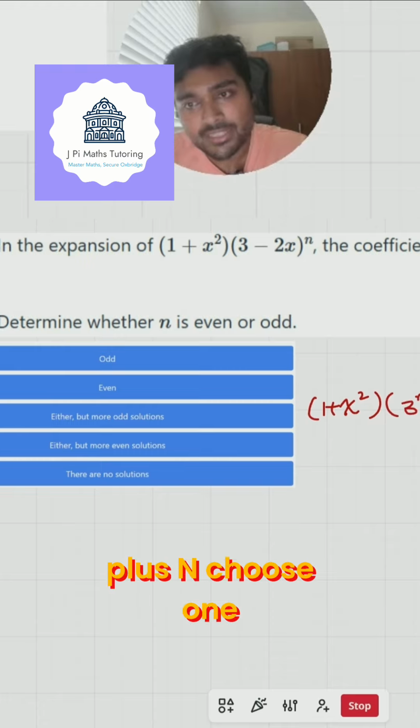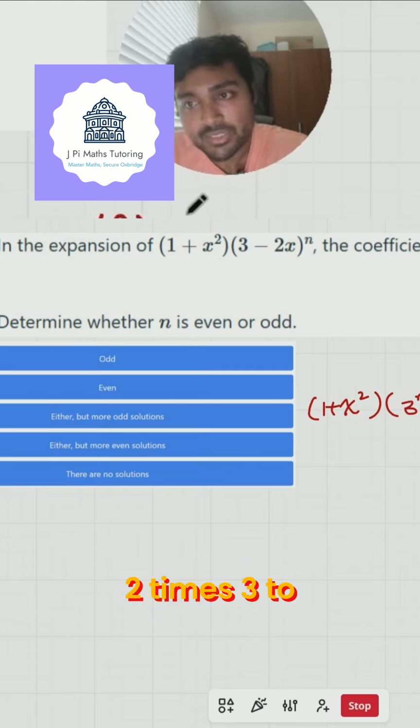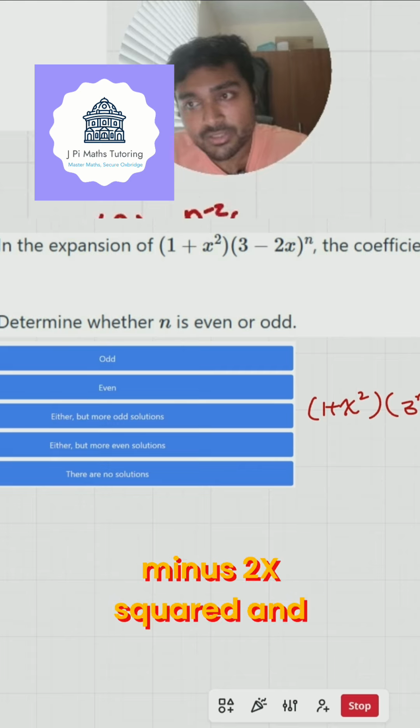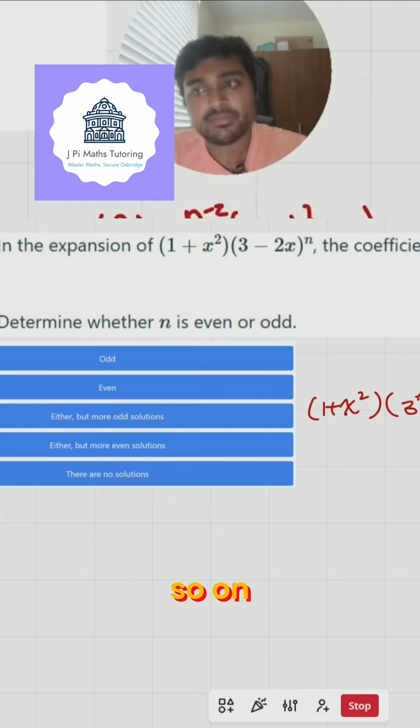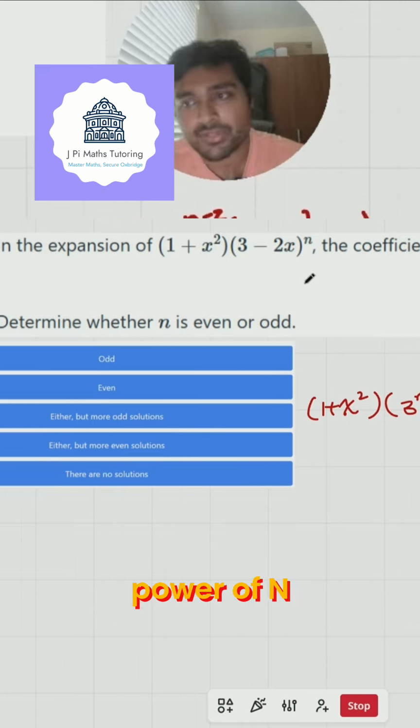so that's 3 to the n plus n choose 1 times 3 to the n minus 1 times minus 2x plus n choose 2 times 3 to the n minus 2 times minus 2x squared, and so on, like so. And we'd have a bunch of terms. The last term would be like minus 2x to the power of n.